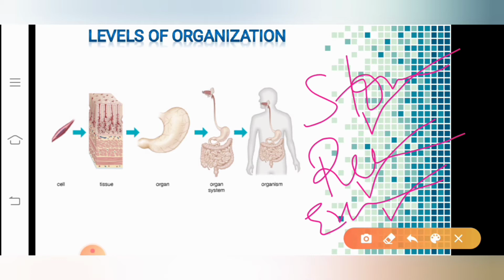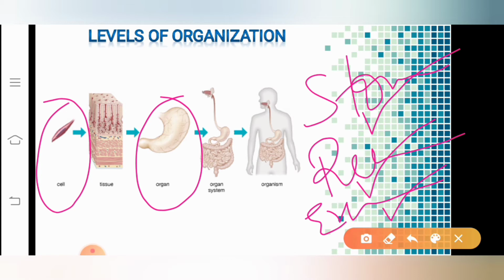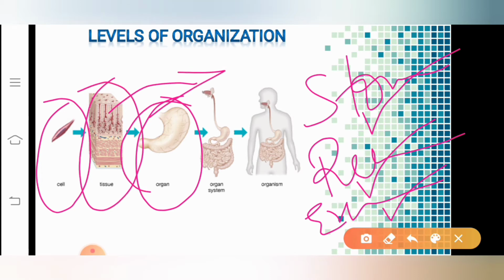As these groups of cells combine to form tissues, these tissues later combine to form the organ. I told you the basic unit is the cell. Cells combine to form tissues. These tissues combine to form the organ. And you know that there are various organs in the human body. There is the stomach, liver, lungs. There are so many organs present in the human body. So the tissues combine to form the organ.